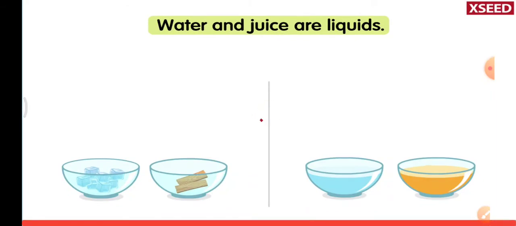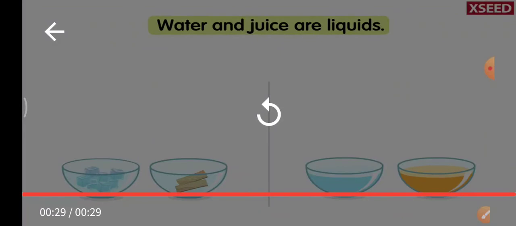So what did we learn from this video? We learned that water and juice are liquids. Why? Because you can pour water and the juice into another bowl. They'll take up the space of the bowl, right? And they can be poured. They flow very freely, right?